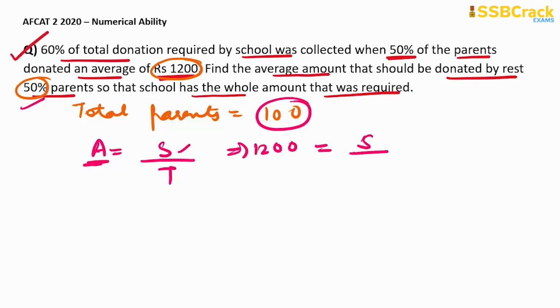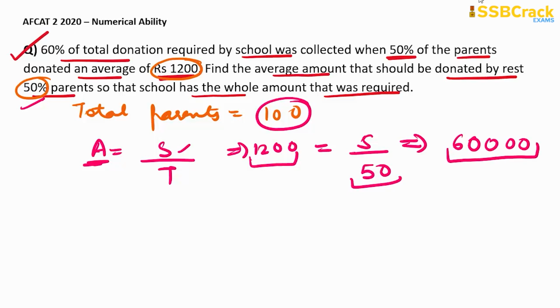Total parents who are donating are 50 here. So this sum S will be equal to 1200 into 50. So 12 5s are 60 and here 3 zeros, right? So this is the amount donated by 50% of the parents, that is 60,000.